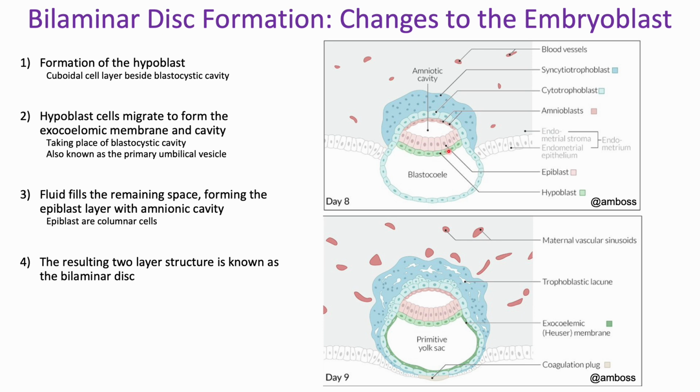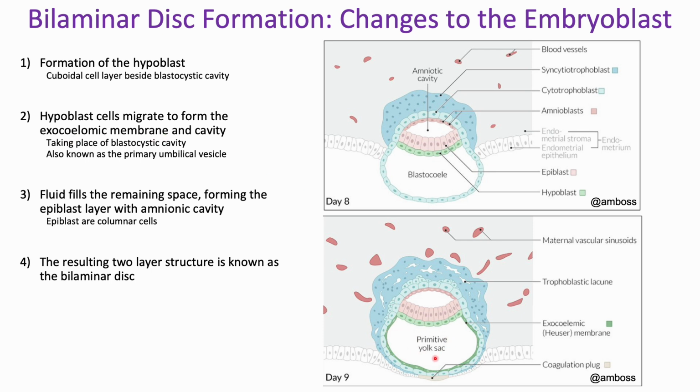So we're going to migrate from down here in this region, directly in association with the blastocystic cavity, and they're going to surround this entire blastocystic cavity. When they're surrounding this cavity, they're going to form a membrane. We're going to call this membrane the exocoelomic membrane. So the hypoblast cells are migrating, forming the exocoelomic membrane, which we can see here in the second image.